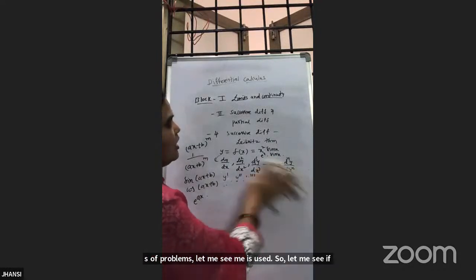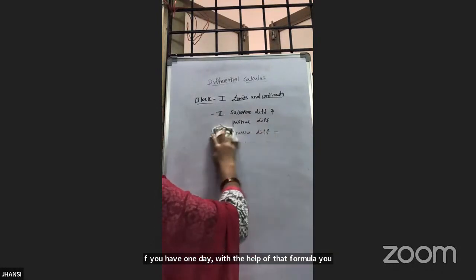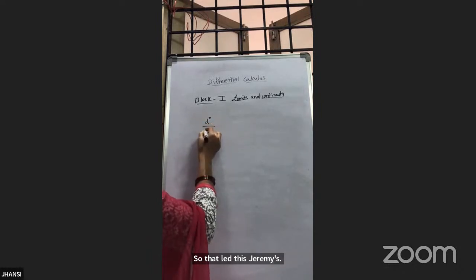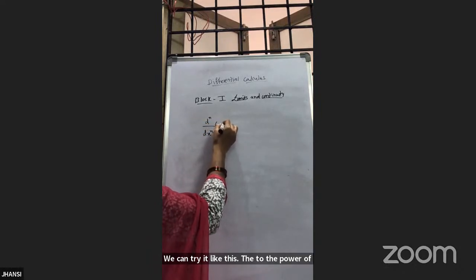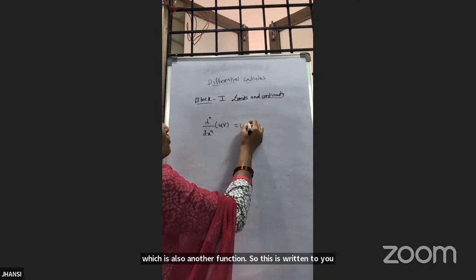So for the Leibniz theorem, you have one formula. With the help of that formula, you can solve those functions if you have 2 functions given in any f of x. That Leibniz theorem, we can write like this: d to the power of n by dx to the power of n of uv. Here u is one function, v is another function. So this is written even as uv to the power of n.